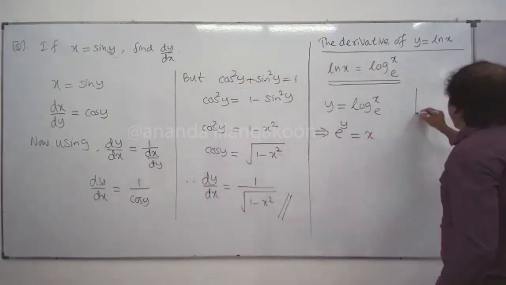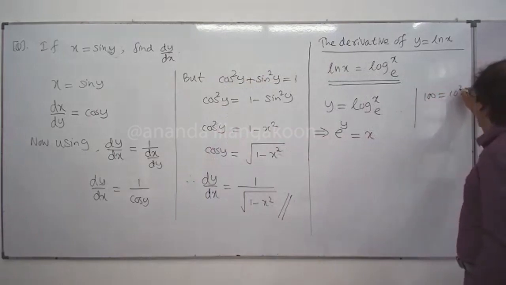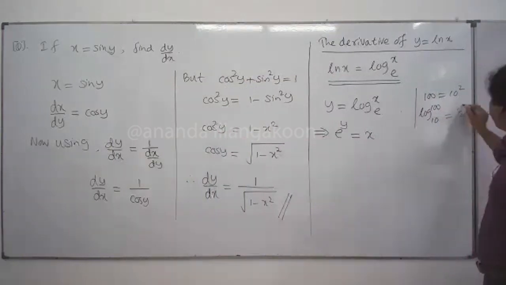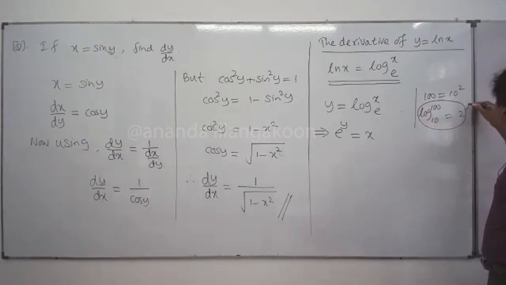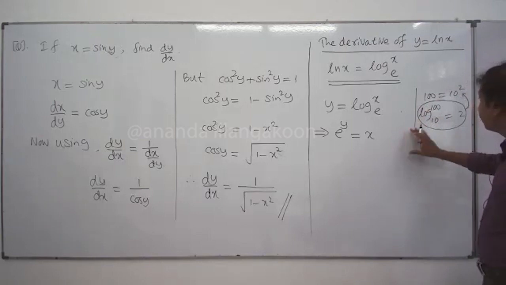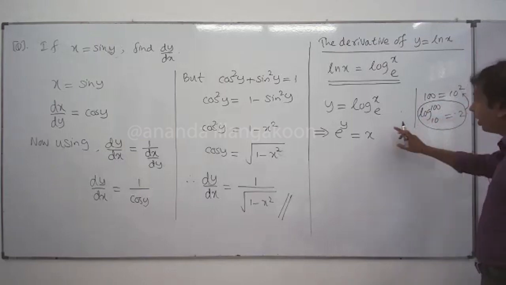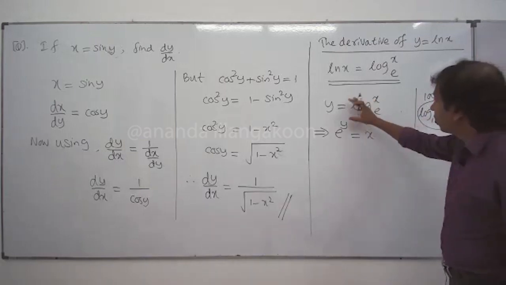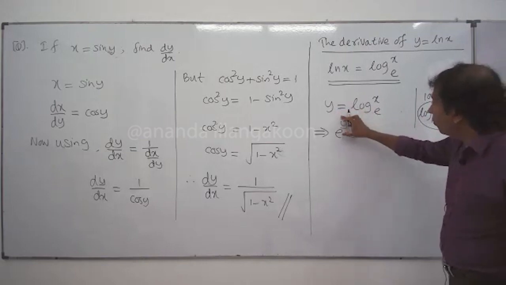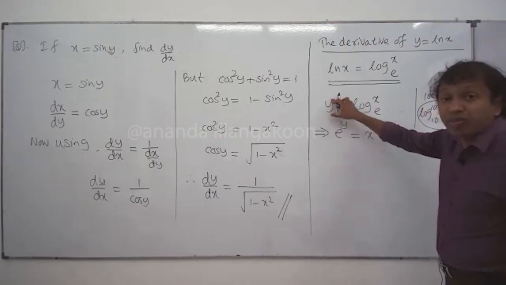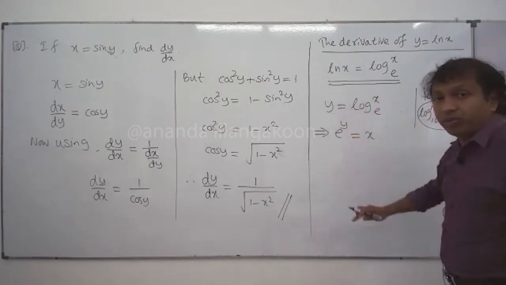You know, 100 equals 10 squared. How to convert this to logarithmic form? Log 100 to the base 10 is 2. Now, using this logarithmic form, how to convert that to index form? Eliminate this log term from the left hand side. Keep this 100 on the left hand side. Bring this 10, the base of log, to the right and keep the power 2. That's what I did here. I eliminated this log, brought this e to the left, kept y as its power, equal to x. x equals e to the power y.